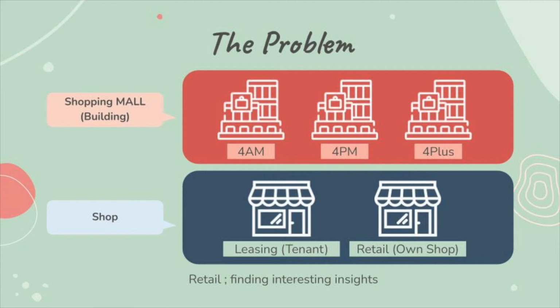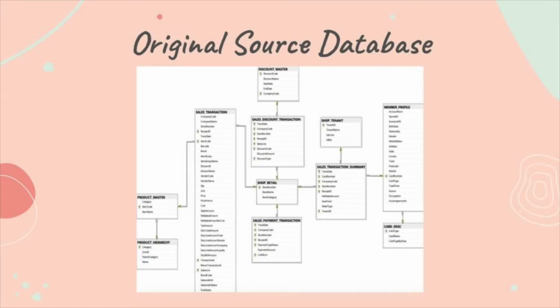So our challenge for this project is to find interesting insight for the shopping mall data. The data cover information about 3 distinct malls, 4 AM, 4 PM, and 4 Plus. There are 2 types of shop, tenant and retail. This is the summary of data we were given with.